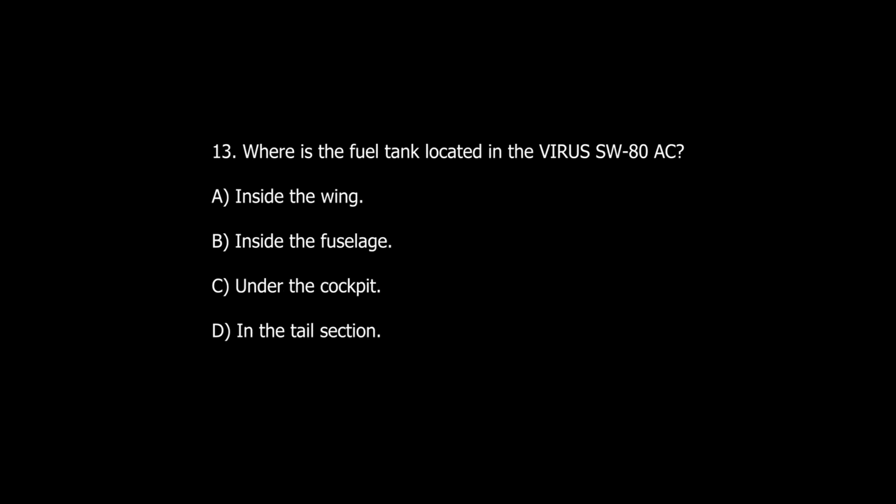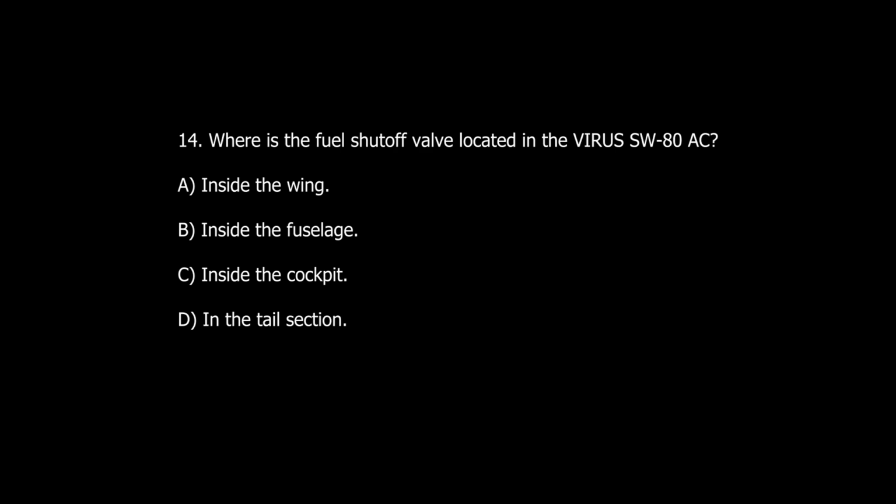Question number 13. Where is the fuel tank located in the Virus SW-80 AC? A. Inside the wing. B. Inside the fuselage. C. Under the cockpit. D. In the tail section. Question number 14. Where is the fuel shutoff valve located in the Virus SW-80 AC? A. Inside the wing. B. Inside the fuselage. C. Inside the cockpit. D. In the tail section.